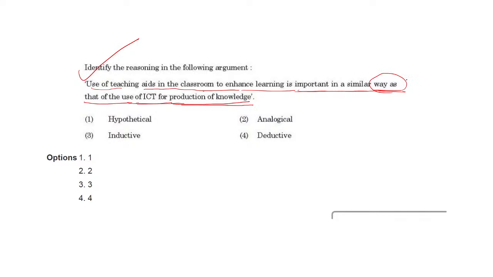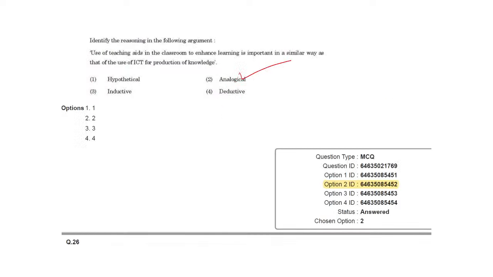As it is comparing, right? If we use teaching aids in the classroom, we will enhance the learning. Like that, if we use ICT, we will produce more knowledge. That is a comparison. Comparison means which type of statement? I told, right? Comparison means analogical statement. Yes, option 2 is the right answer here.